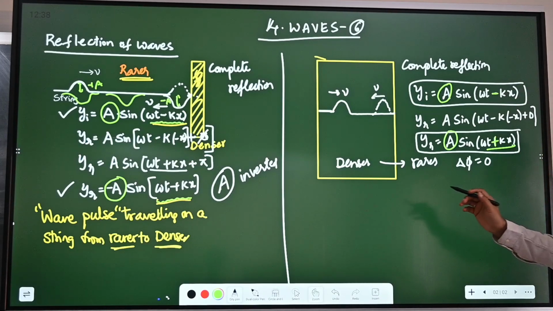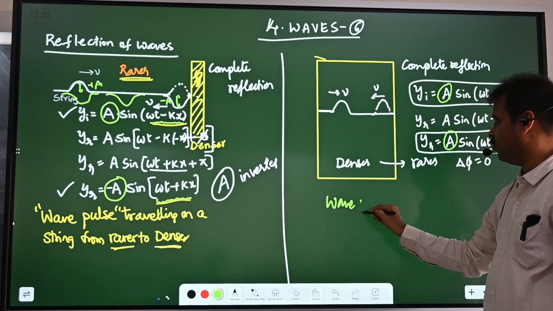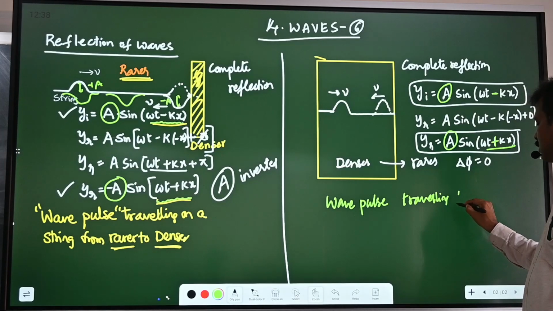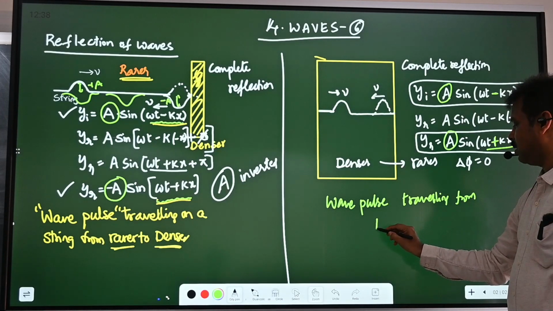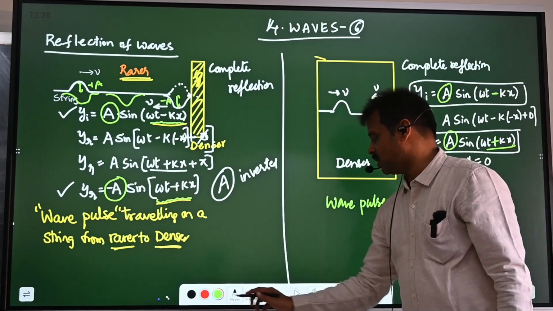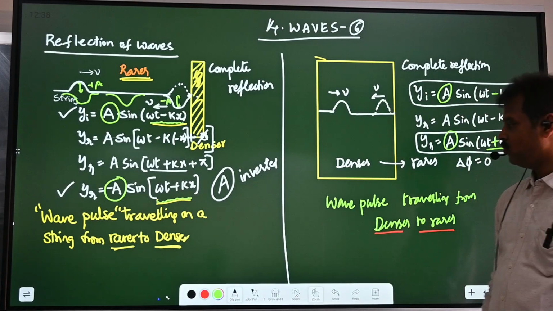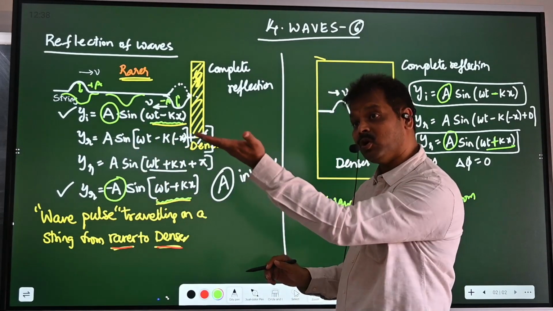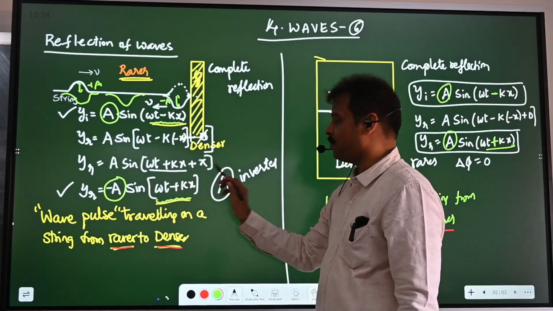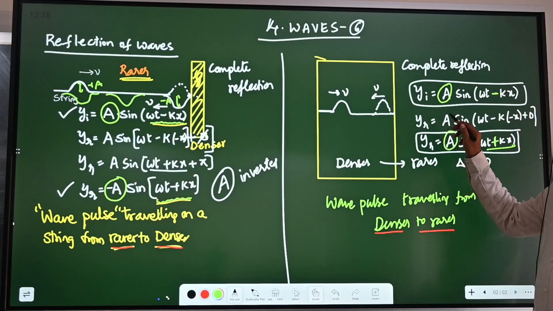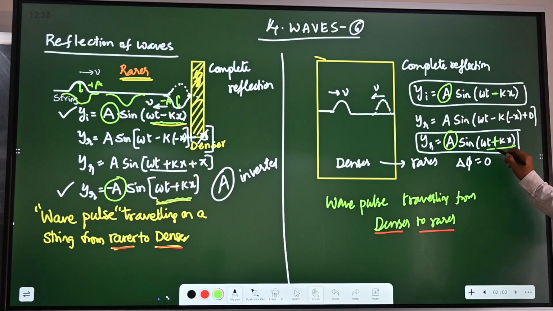That is the only difference when the wave pulse is traveling from denser to rarer. So what is not changing here? That we have to remember. Here the amplitude is not inverted, and the minus kx will become plus kx because previously it was moving along the positive x-axis, now the negative x-axis. The amplitude is not inverted but the direction changes. This is clear?